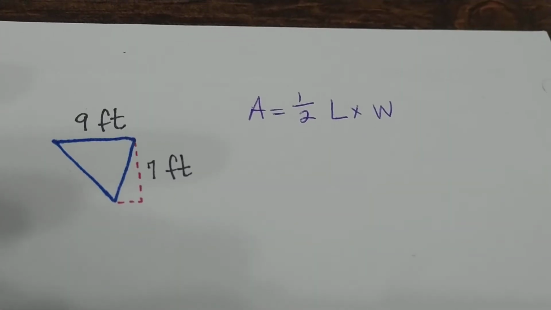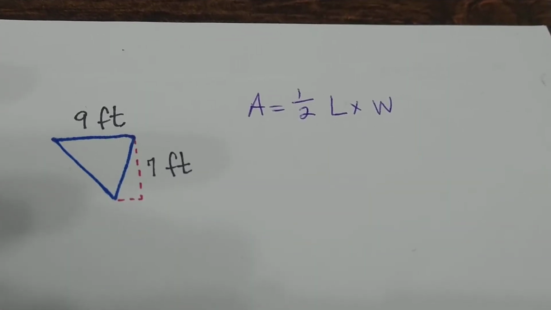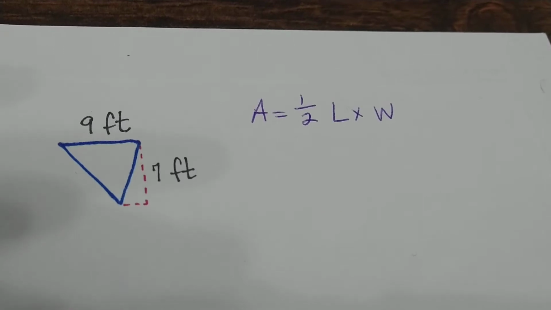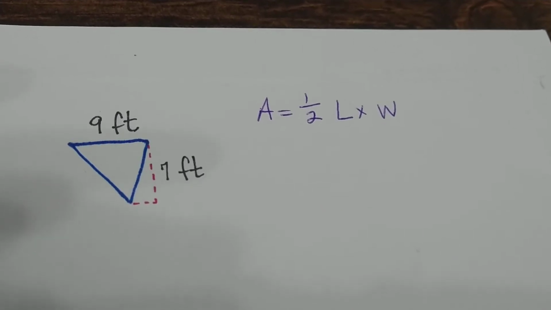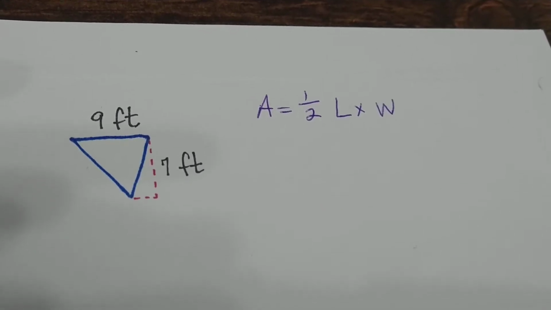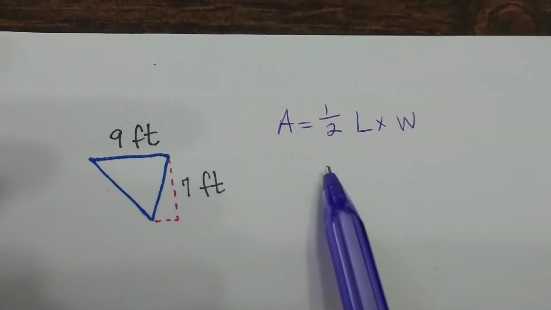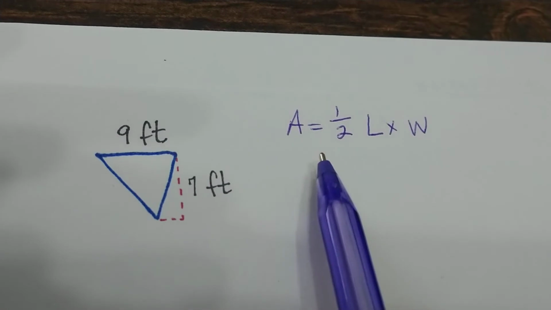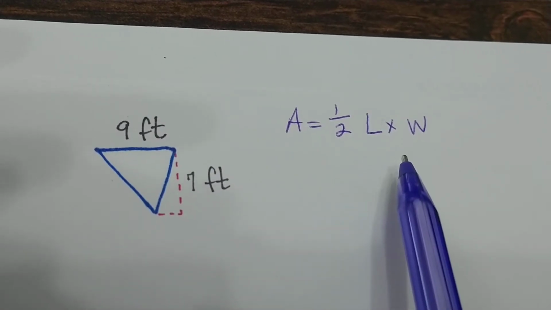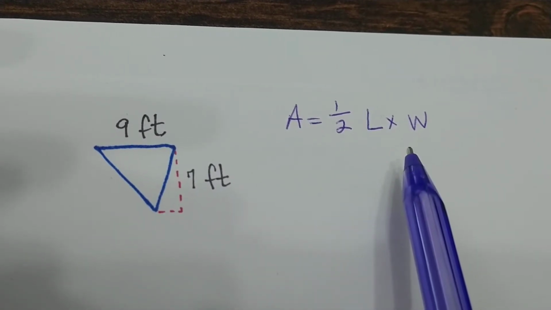We're going to extend what you just saw in the other video where a rectangle was cut into two triangles, and we're actually going to look at the mathematics behind how to find the area of triangles. The video showed us that the area of a triangle is 1/2 length times width based off of a rectangle.